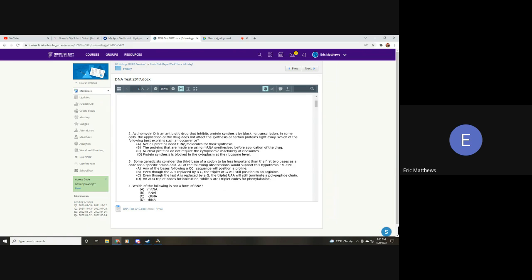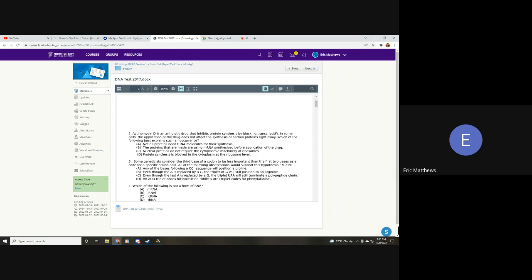Not all proteins need transfer RNA. The proteins are made with mRNA synthesized before the drug. Nuclear proteins do not require ribosomes, or protein synthesis is blocked. Hopefully, you said B, because that is correct. The messenger RNA, here's the key thing. Number one, blocking transcription.